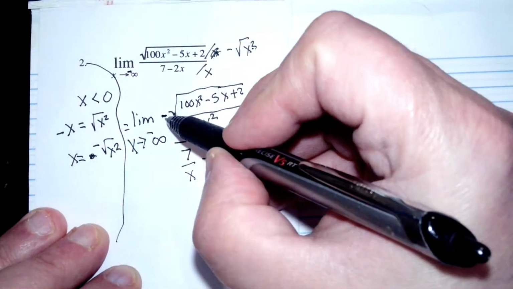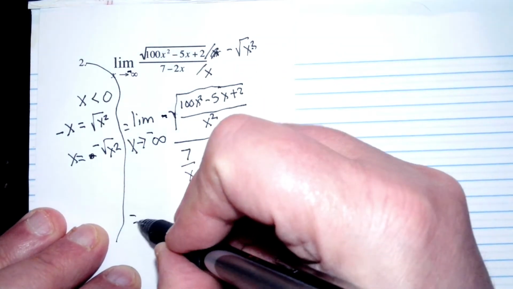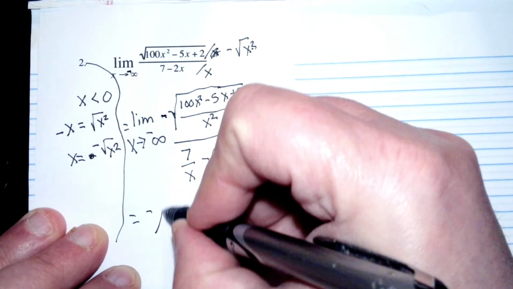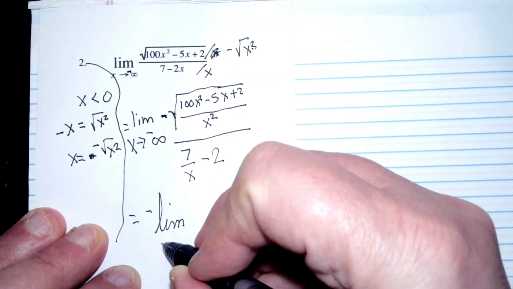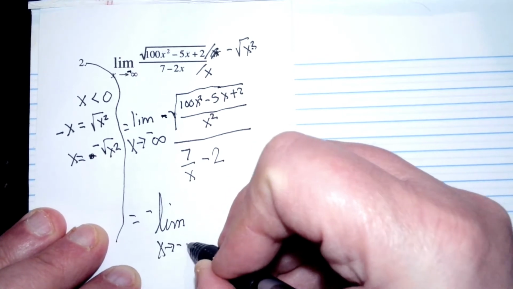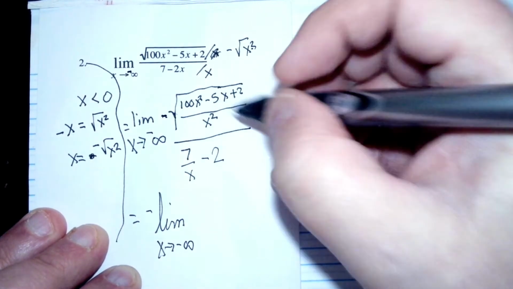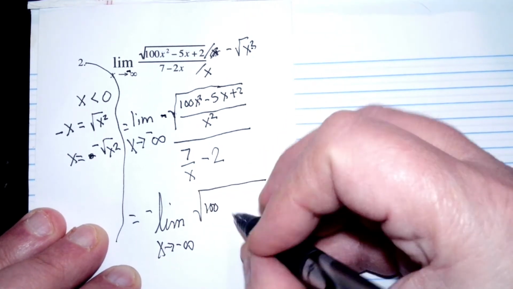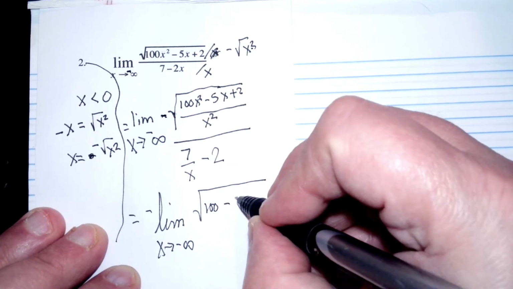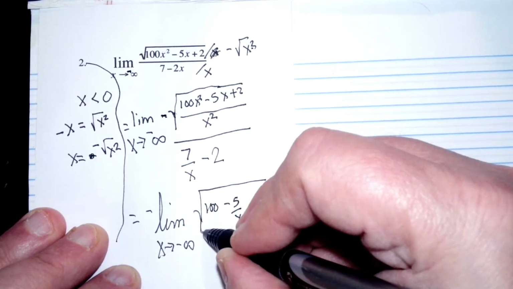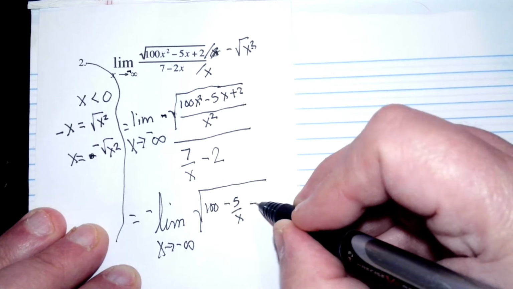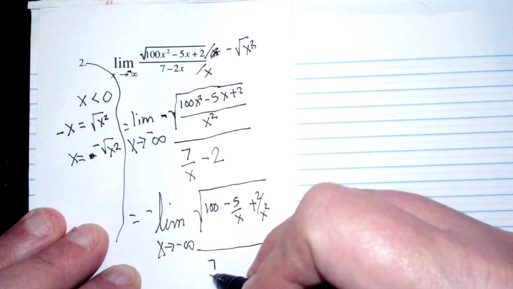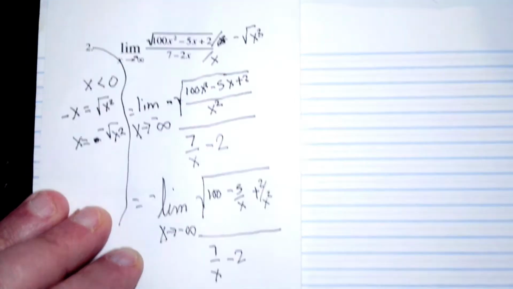Alright, now I think I'm going to move this minus outside since it's basically multiplying this by negative 1, so it's a constant. So we've got the negative limit as x tends to negative infinity, and I'm going to go ahead and do this division. That'll be 100 minus 5 over x plus 2 over x squared. And the denominator stays the same.